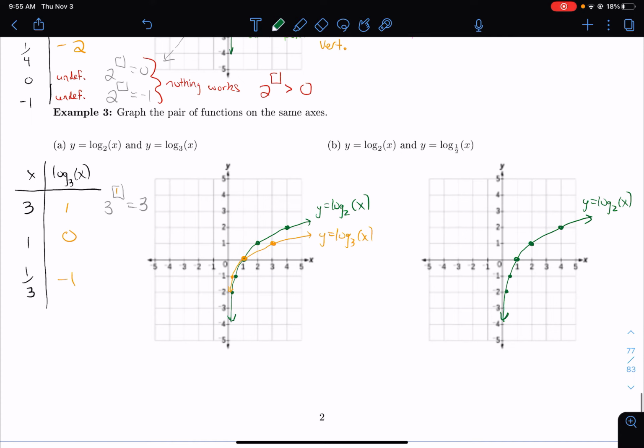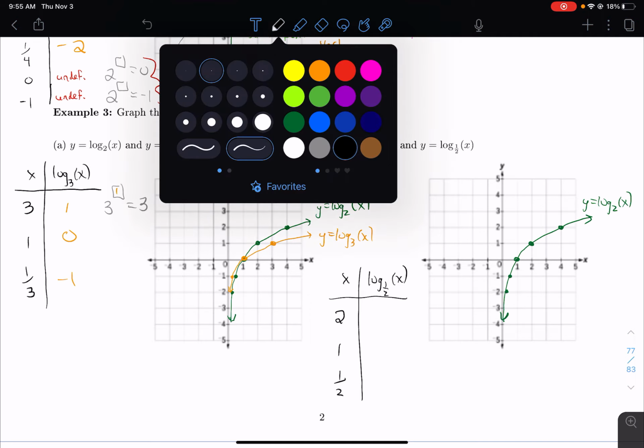Okay, and let's plot some points to get the graph of log base 1/2 of x. So I need to plug in some perfect powers of 1/2 because my base is 1/2. But powers of 1/2 are also powers of 2. So I get to plug in numbers like 2 and 1 and 1/2. Those are all powers of 2, and they're all powers of 1/2. So what happens when I plug these numbers in?